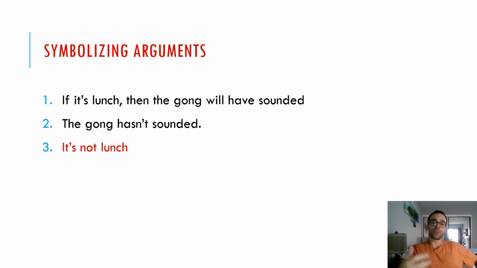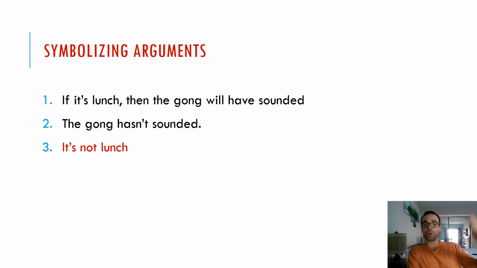Now, when it comes to symbolizing arguments, we're doing the same exact thing, but we're doing it for each of the propositions, even the conclusion. So if this is my argument: if it's lunch, then the gong will have sounded. The gong hasn't sounded, therefore it's not lunch. I'm trying to conclude, trying to prove to you that it's not lunch. And how am I doing that? By providing the premises that if it's lunch, then the gong will have sounded, and the gong has not sounded.